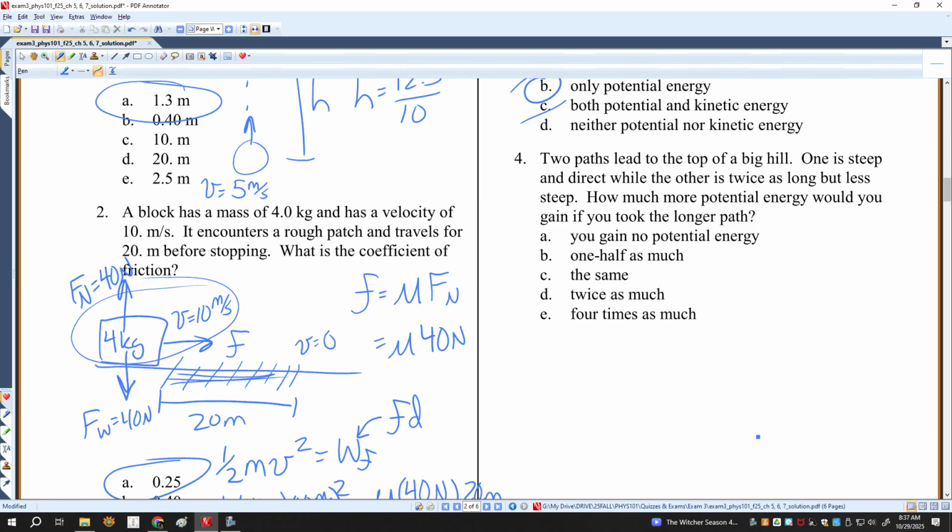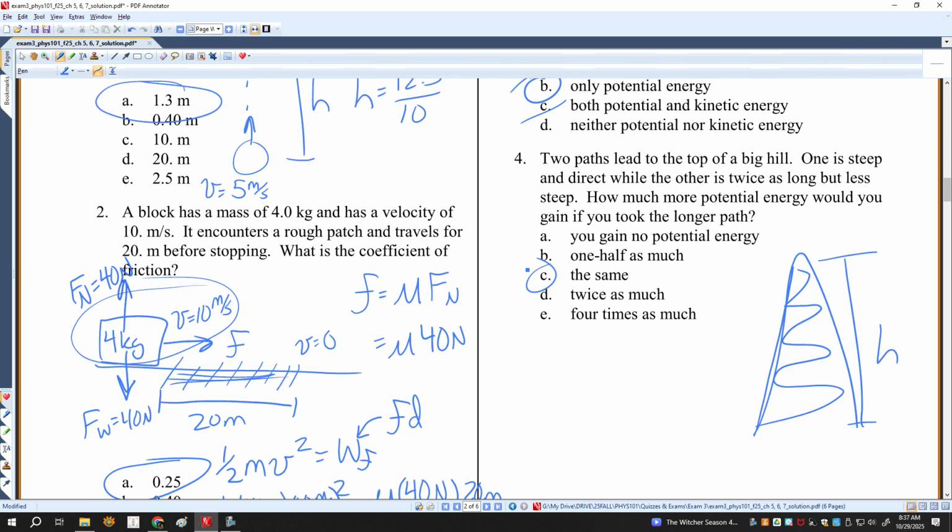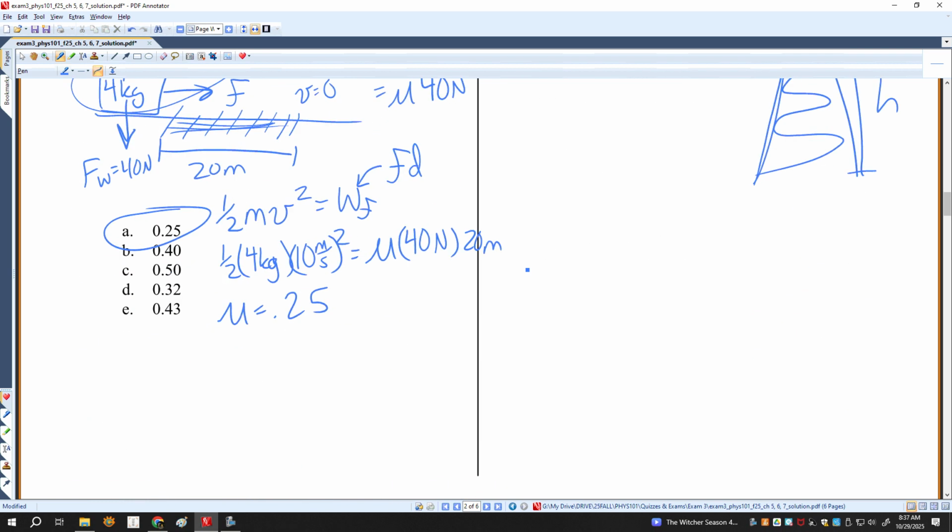All right, 2 paths lead to the top of a hill. One path goes back and forth. The other goes up, just straight up. How much potential energy would you gain if you took the longer path? Well, the change in height is the same for both, so the change in potential energy is also the same.